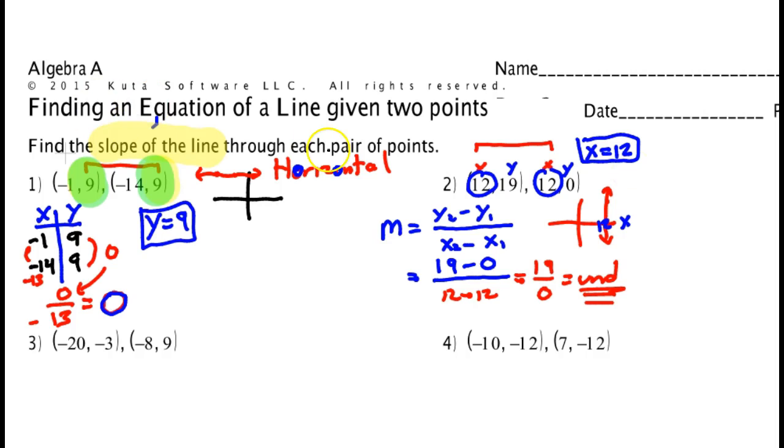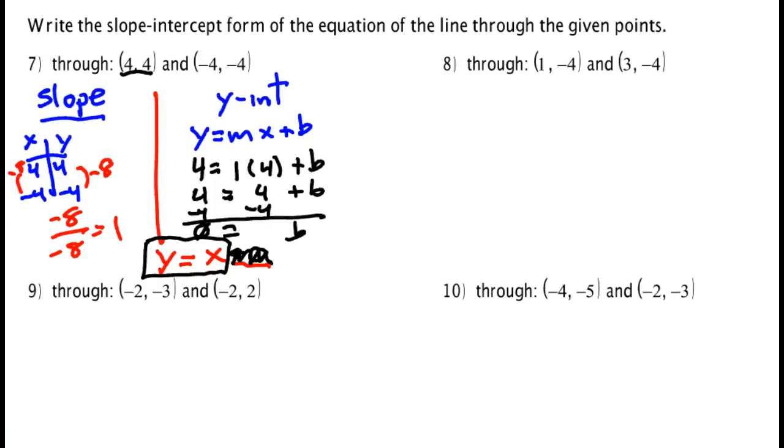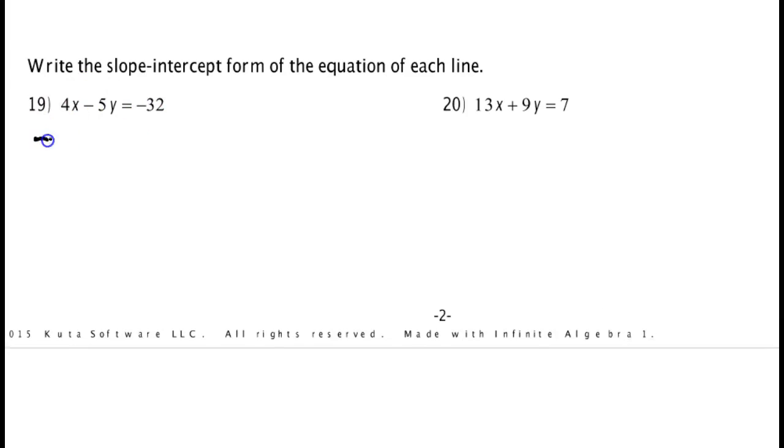So use this to help yourself. X's are the same, it's going to be x equals. If the y's are the same, it's going to be y equals whatever number that is. Okay, and the last few I think are just a review of solving for slope-intercept form. Okay.